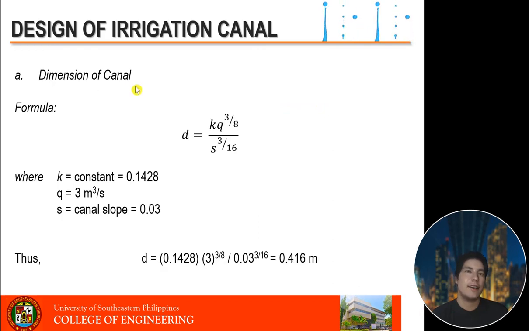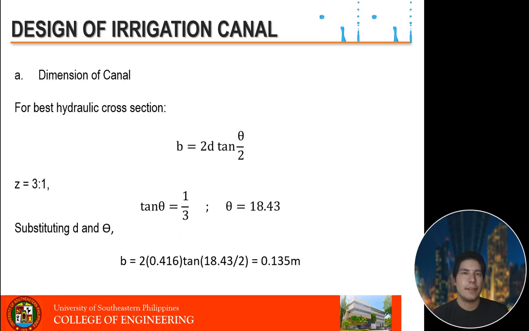So for the dimension of the canal, again, we use the same formula as earlier. We just need to substitute the value of K, which is 0.143. The flow rate is given, we have 3 cubic meter per second, and the canal slope is also given, which is 0.03. So computing for the depth, we have 0.416 meters.